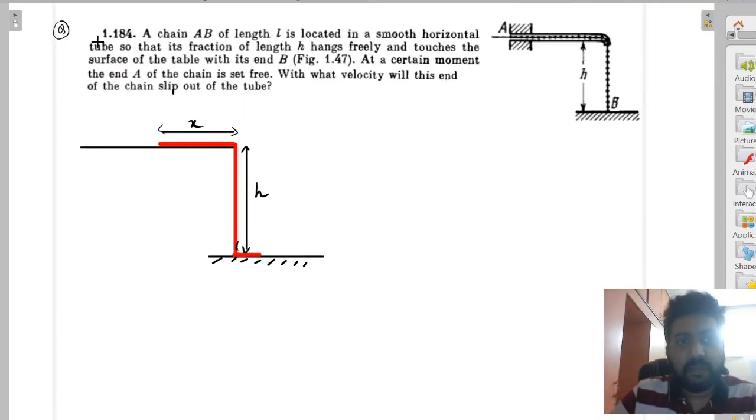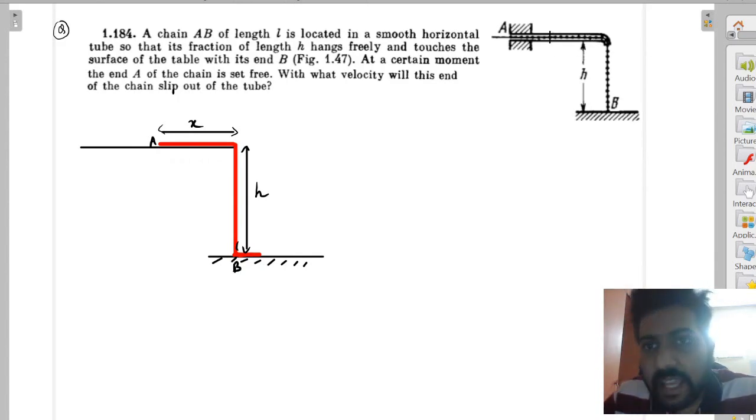This is question 1.184 from Irodov. It is given that a chain AB, the total chain of length L, is located in a smooth horizontal tube. So this is the smooth horizontal tube, this is the complete tube, and a fraction of the length, that is h, hangs freely and touches the surface of the table at B.